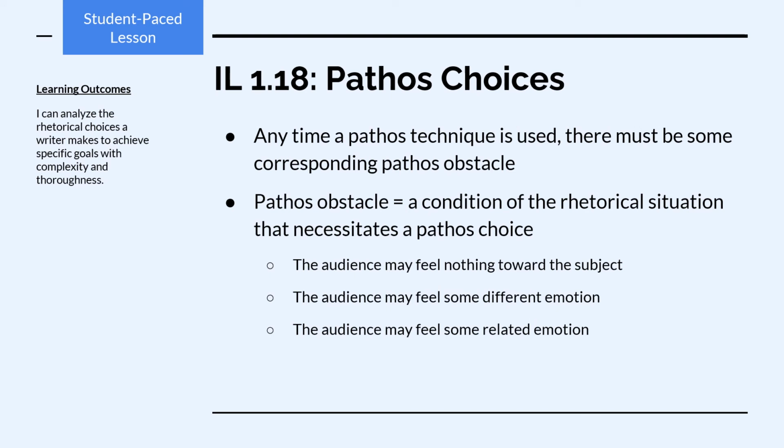Anytime a pathos technique is used, that means there must be some corresponding pathos obstacle. A pathos obstacle would be a condition of the rhetorical situation that necessitates a pathos strategy. Some examples of pathos obstacles would be things like if the audience doesn't feel anything toward what the writer's talking about, then the writer would need them to feel a certain emotion. Also, the audience may feel some different emotion or may feel some related emotion to the one that the writer wants them to feel. Those are all examples of pathos obstacles.